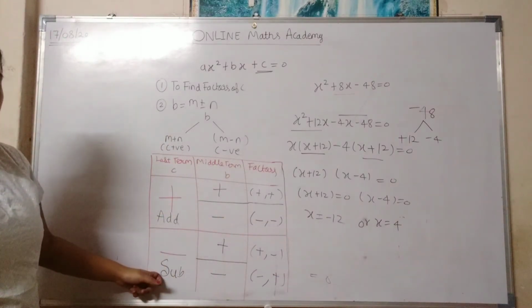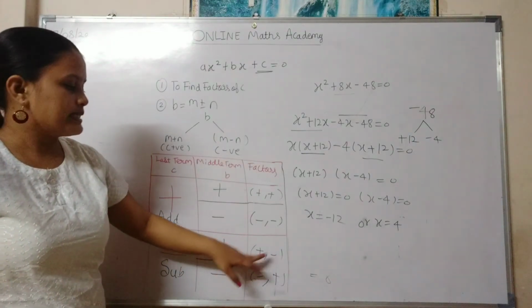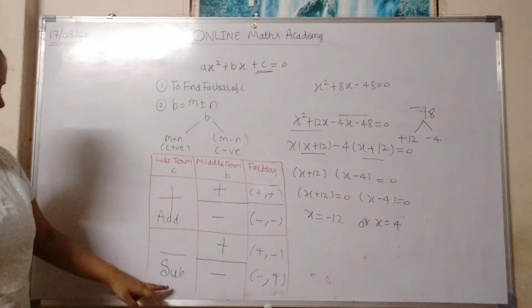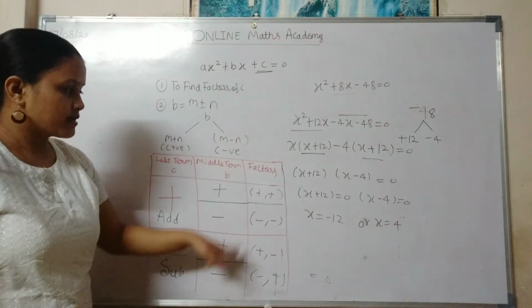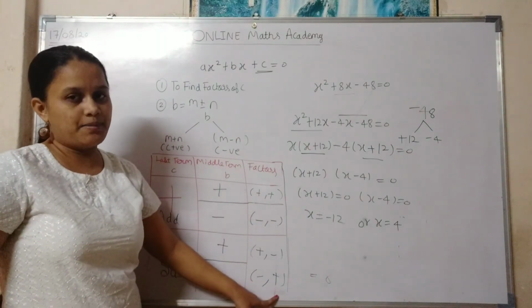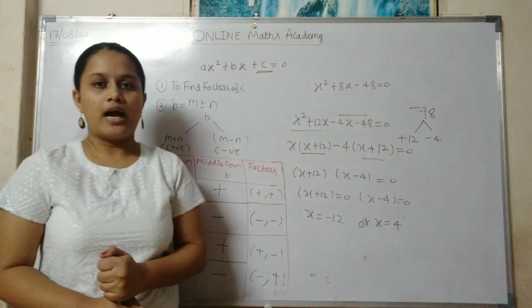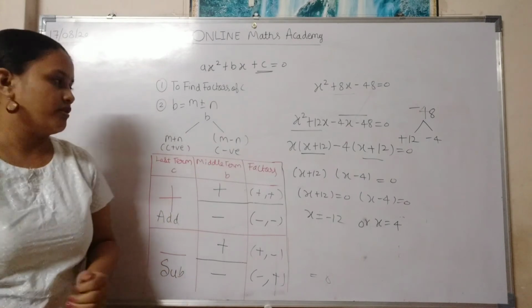When last term is minus, middle term is plus, the bigger factor will be plus, second one, the smaller one will be minus. When last term is minus, middle term is minus, factors will be minus and plus, greater and smaller respectively. So this was how we solved quadratic equation by factorization.